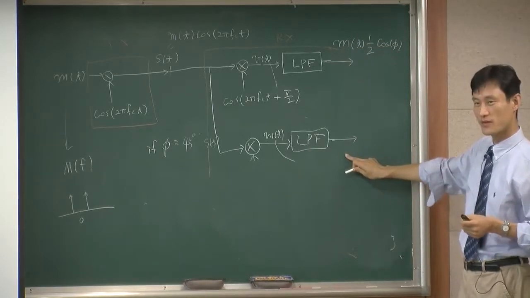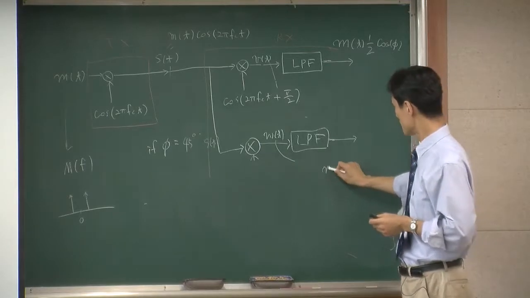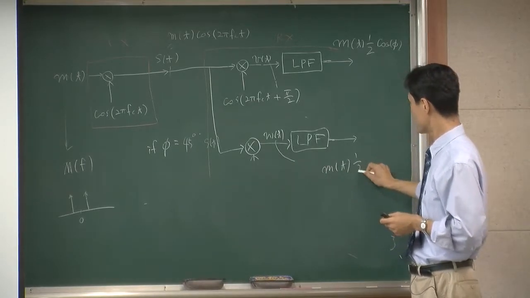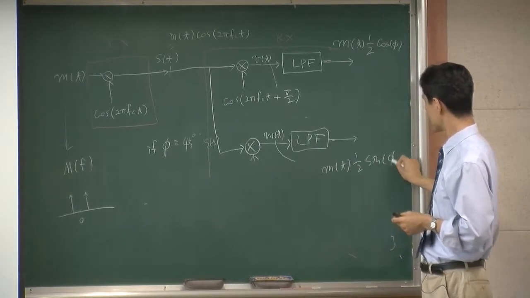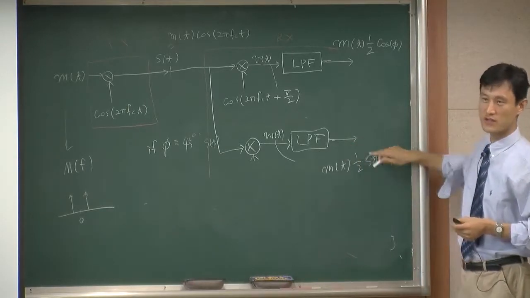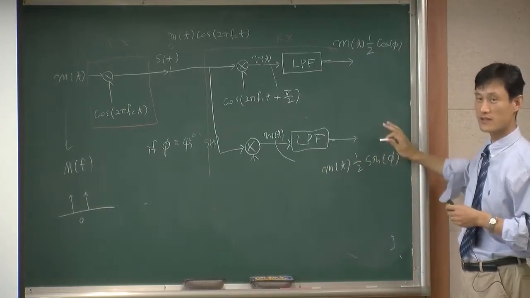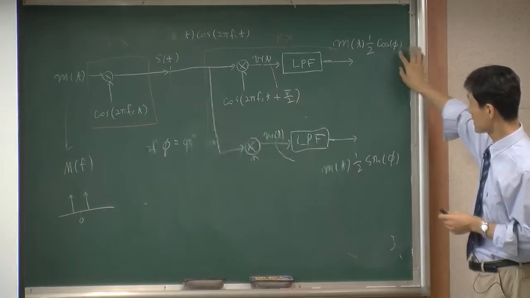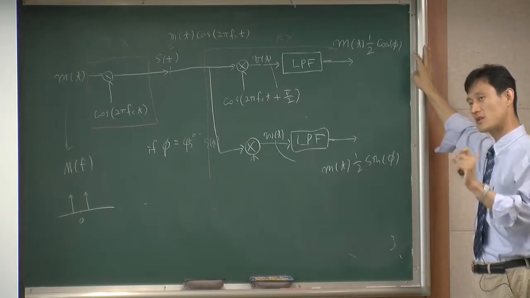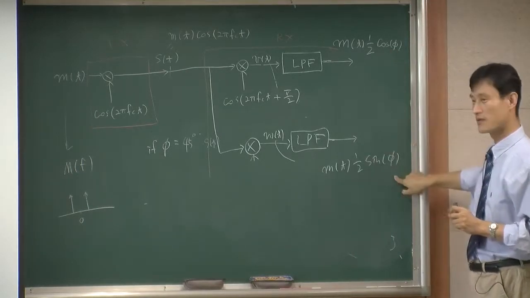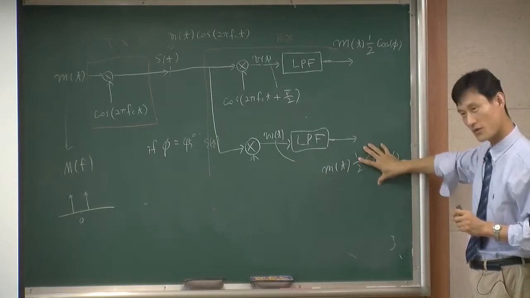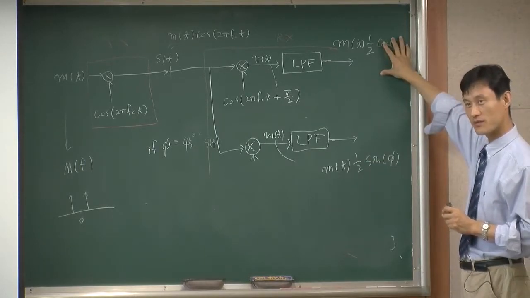Now, what is the output here? Here the output is sine. This is the output from the Q channel. It's always like this. Let's say the phase mismatch is 0. Then let's put 0 here. In that case, you get 0 from this channel, and you get the maximum output from the other, right?